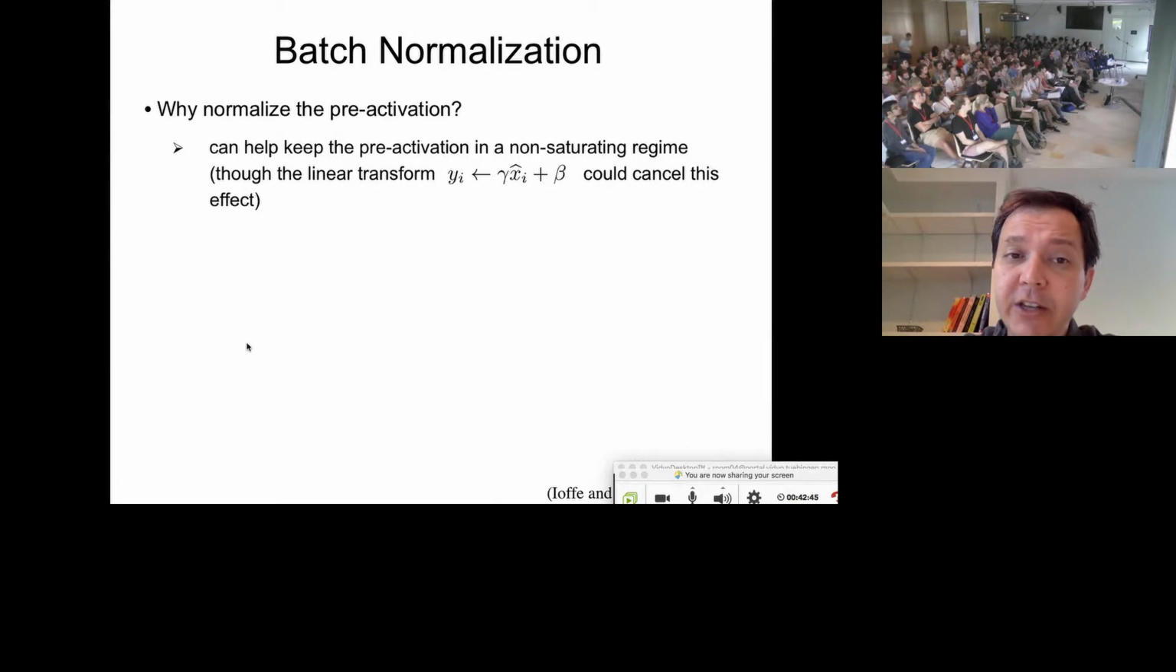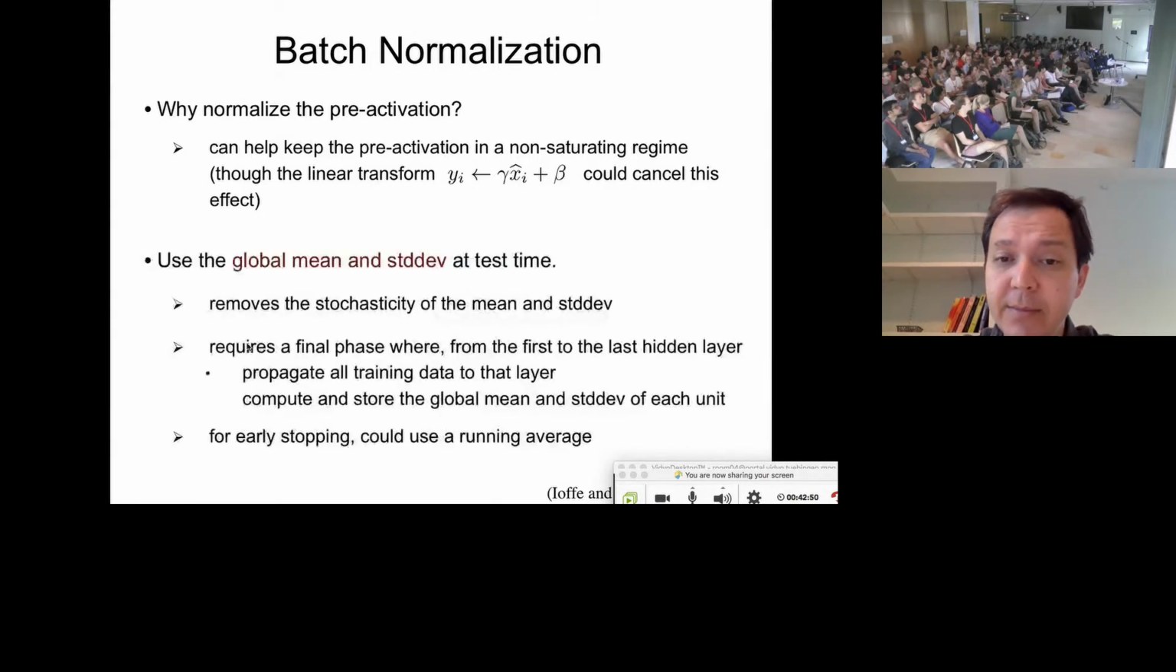Well, why normalize pre-activations? It can help keep the pre-activations in a non-saturating regime. That's important. And then you're going to be using global mean and standard deviation at test time, right? And as I mentioned before, this just requires a final phase where, from the first layer to the last layer, you propagate all the training examples, you compute and store the global mean and standard deviation of each unit, and then you use that for making predictions. And for the stopping, you can also use the running average.